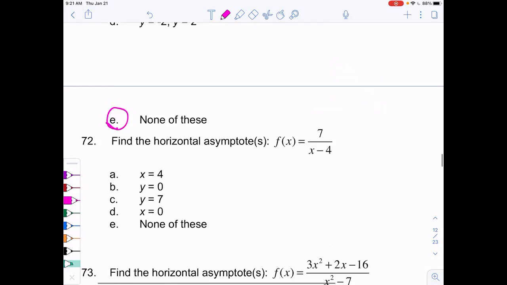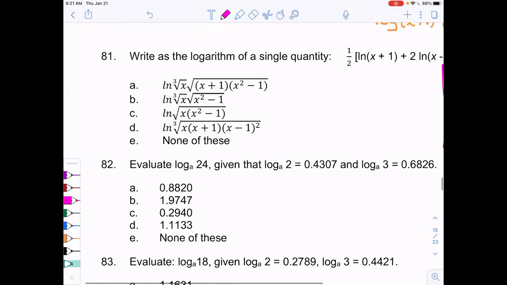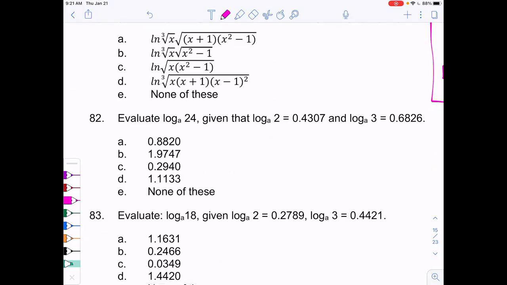So before I let you go, I looked at number 81, and just to talk about 82, I'm sorry, not 81. 82 wants you to evaluate that logarithm. And it's the log base A, so you don't know what the base is, but you have 24, and then they give you 2 other logs. They give you a log base A of 2 and a decimal, and then a log base A of 3 and a decimal. To evaluate this, you need to break down 24.